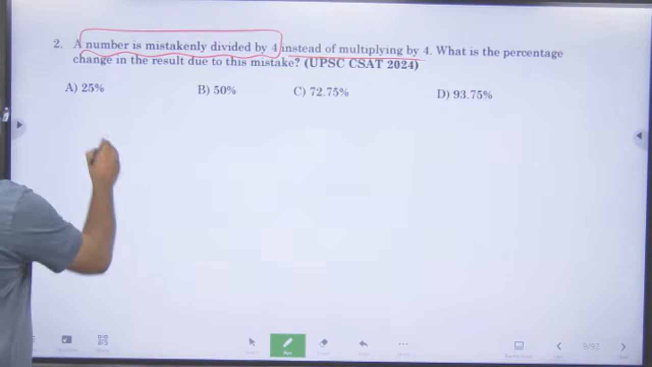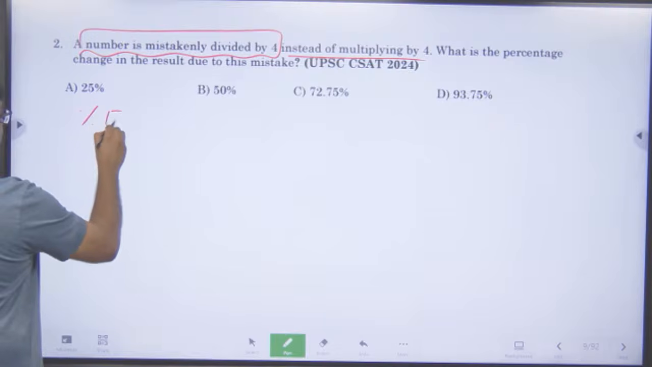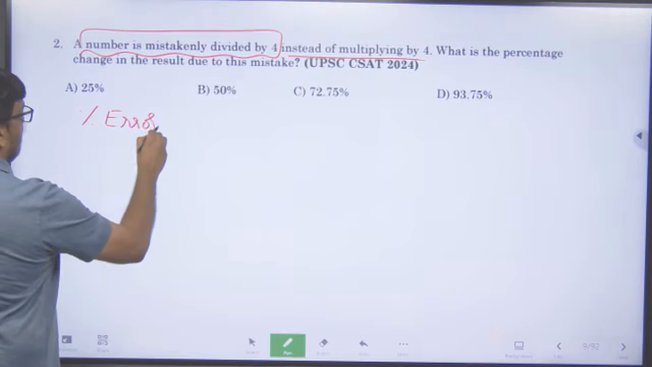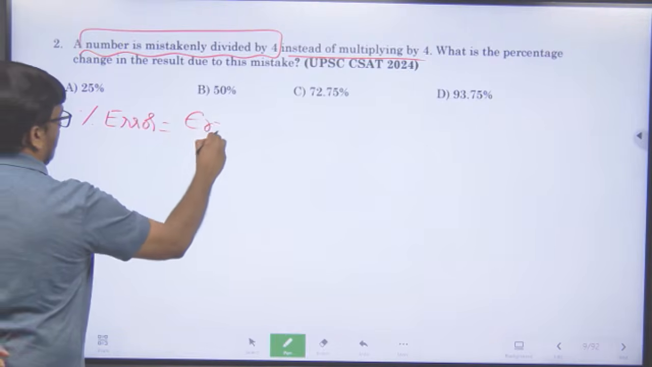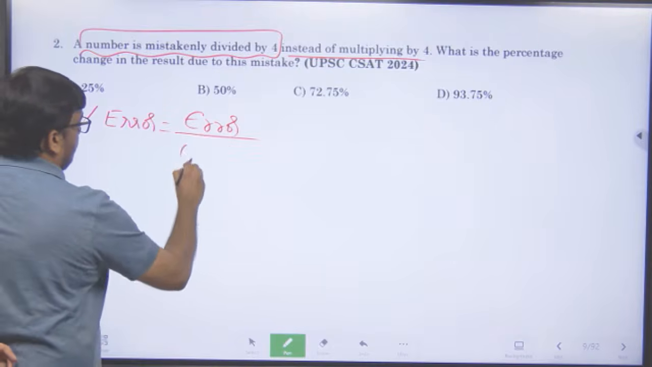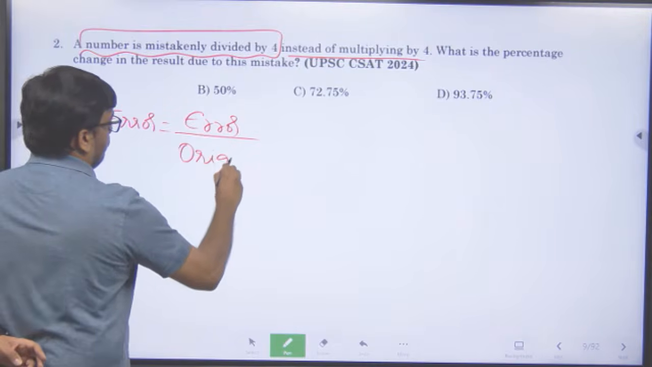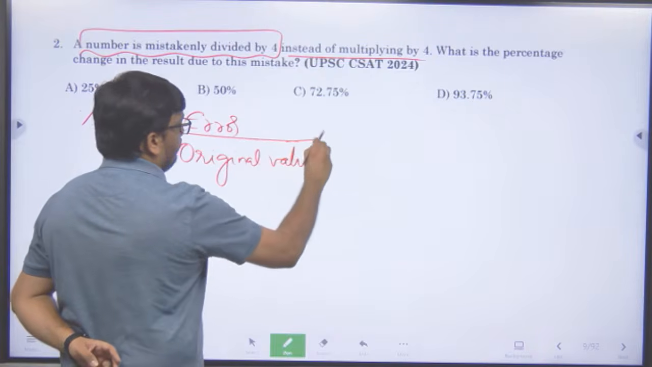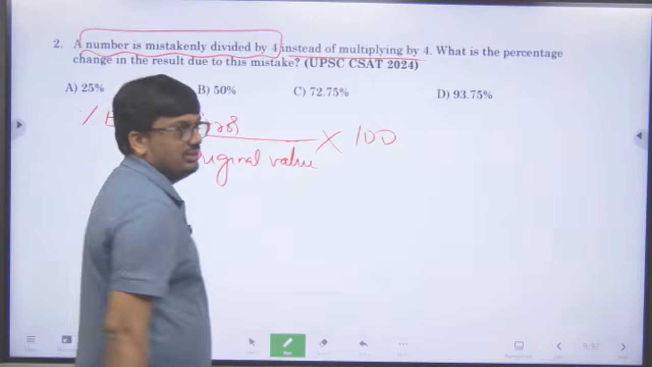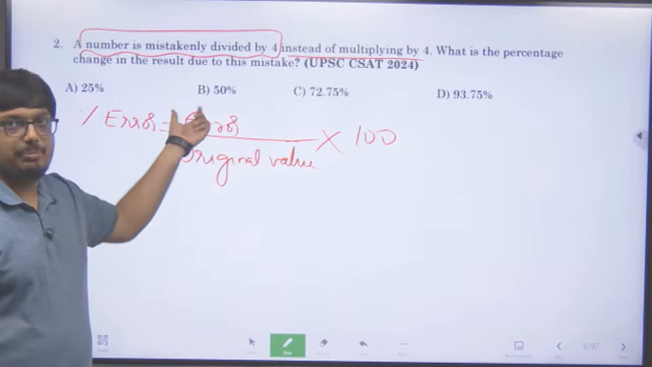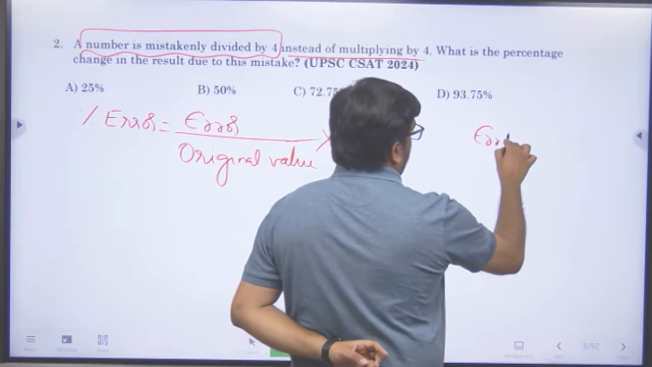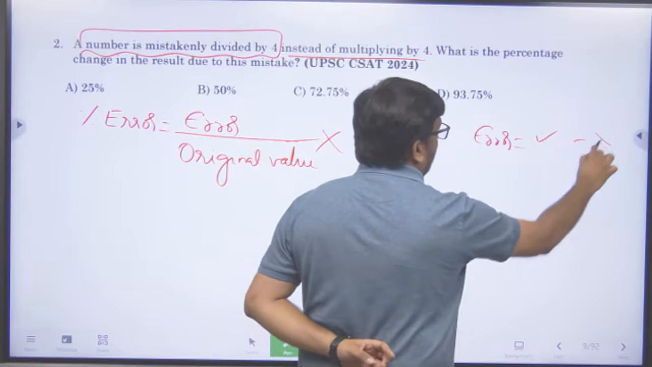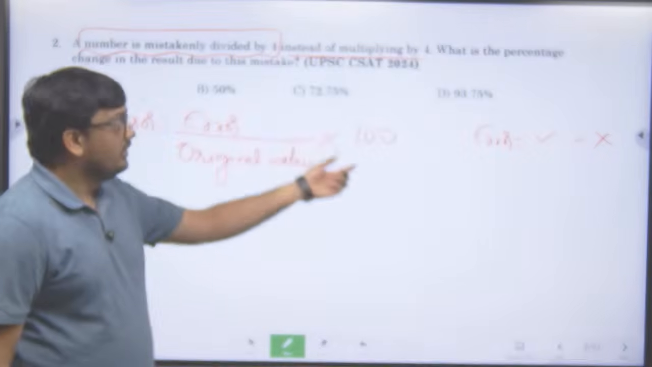First we should know the formula of percentage error. Percentage error means error upon original value, and for 100 how much. This is the formula to find percentage error. Error means what? Difference between true value and false value or taken value.